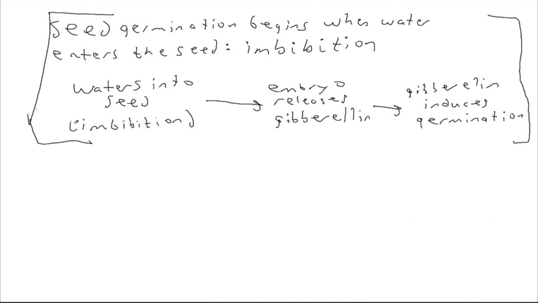Okay. So what does the term imbibition mean? It's when water enters the seed. That's right. And how does the seed respond after imbibition? The embryo will release the gibberellin hormone. Good. Which causes? Germination. Okay, very good.